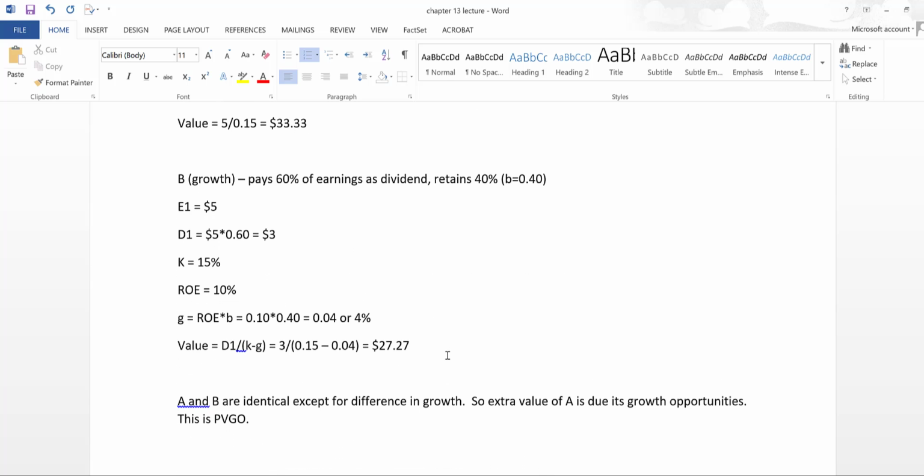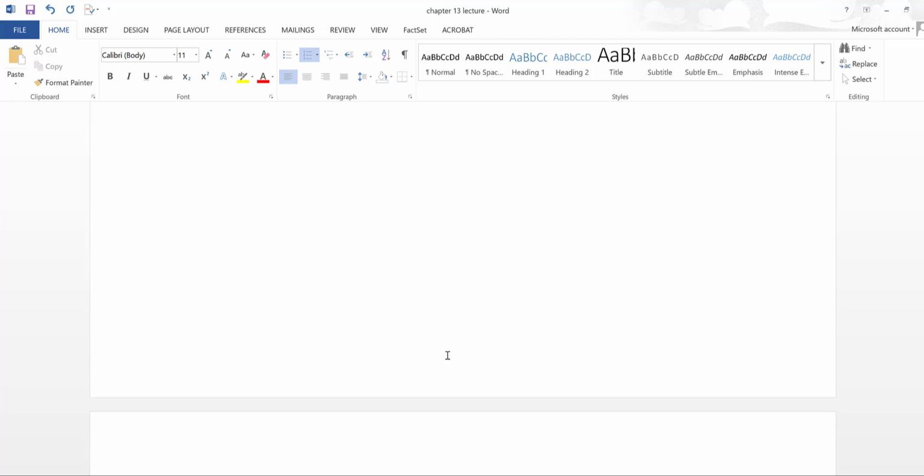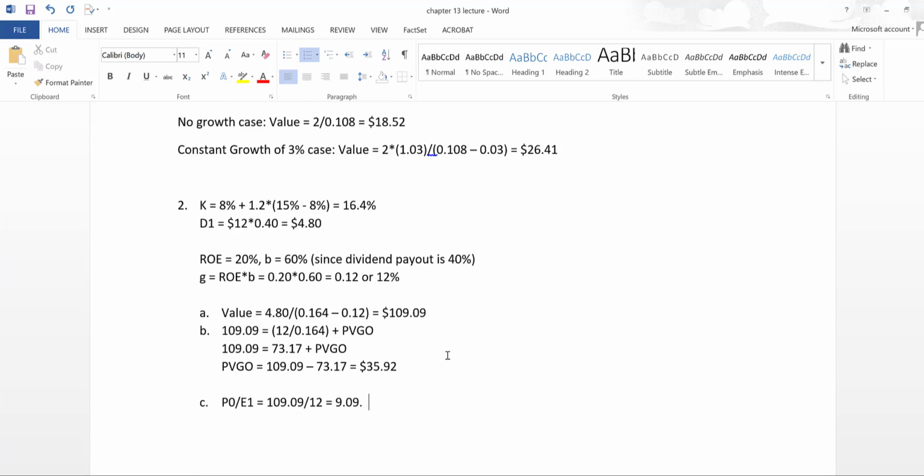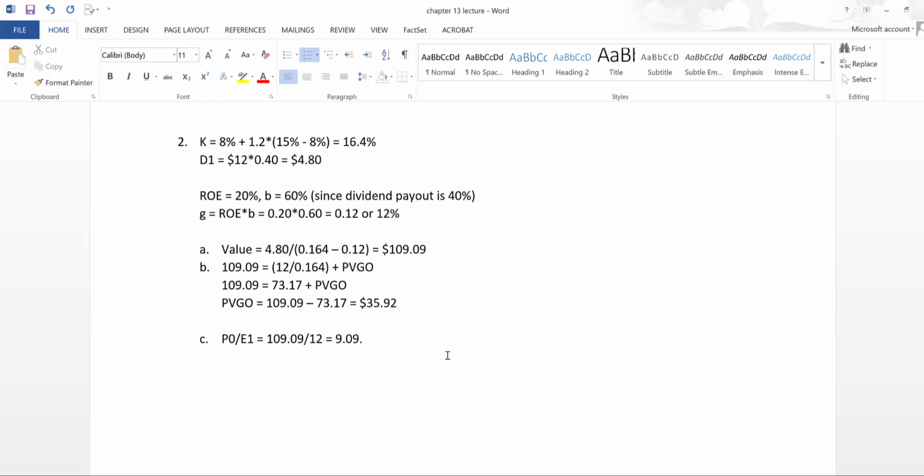So then we can actually use that formula as well, and you can verify that that would also be 9.09. So 1 minus B: 1 minus 0.60, that is 1 minus B, over K minus G. K is 16.4% minus 12%, and that would also give you 9.09. Okay, so that is your PE ratio.